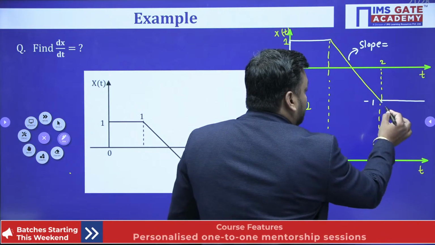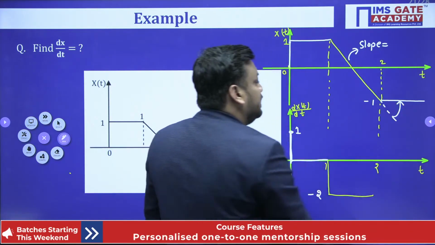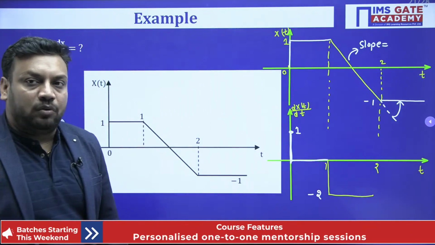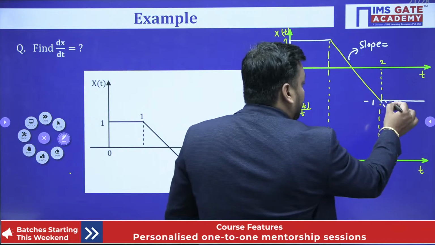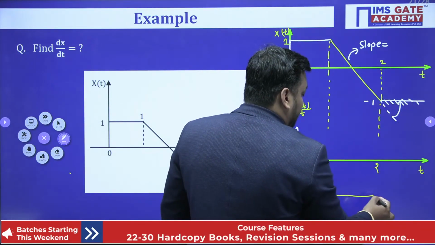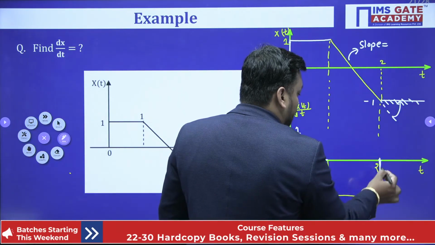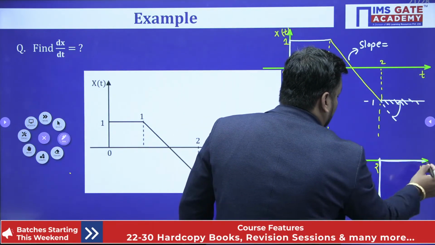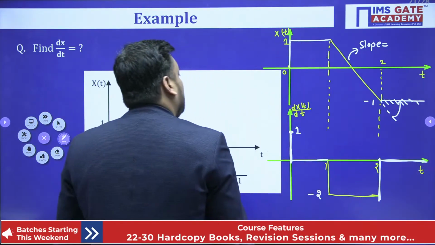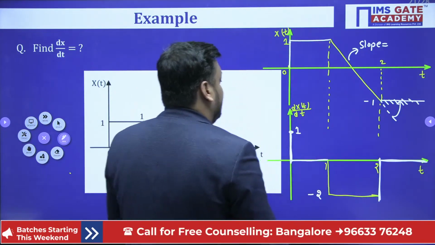And after that, student, what will happen? After that, we have a constant line, and the differentiation of constant is 0. So wherever we are, we have to immediately reach 0, and after that throughout stay at 0 value only. So this is nothing but x(t), dx(t) upon dt.